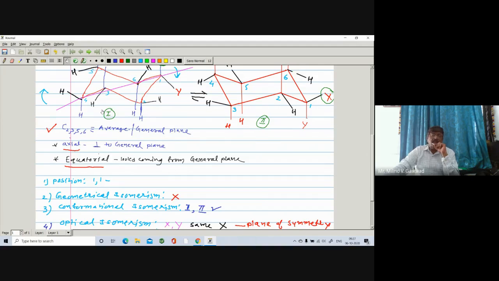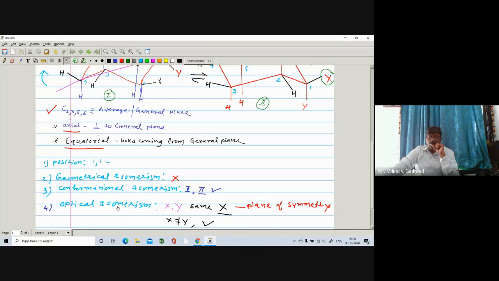Then we have to explain the stereochemistry of 1,1-dimethyl cyclohexane. If two hydrogens from the cyclohexane are replaced by two groups on the same carbon, it is called 1,1-dimethyl cyclohexane. We cannot explain geometrical isomerism here, because the two groups are on the same carbon, either on the upper side or the lower side. Conformational isomerism, yes, they can show it. They have two conformational isomers, 1 and 2. 1 can convert into 2 and 2 can convert into 1.